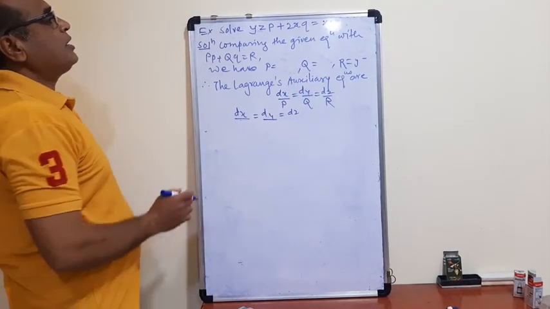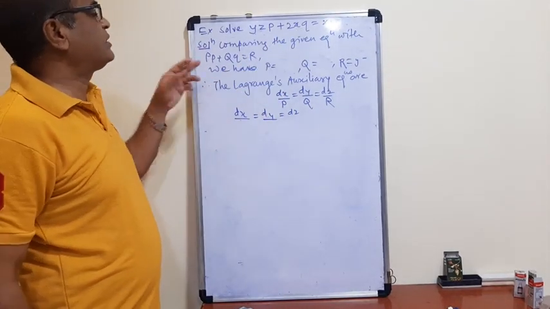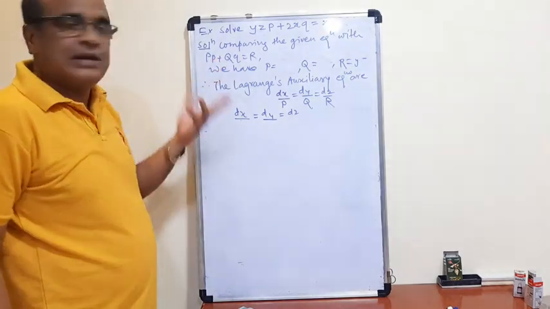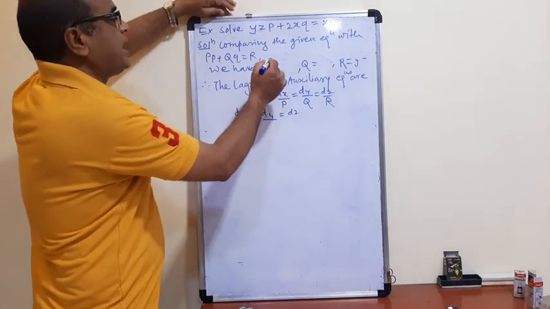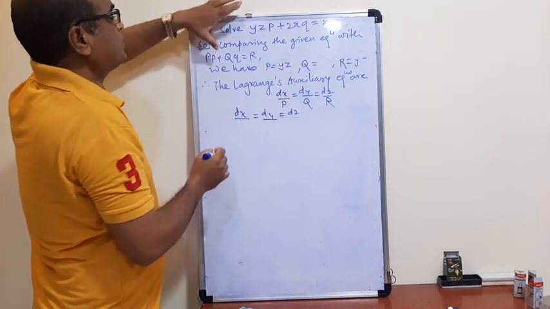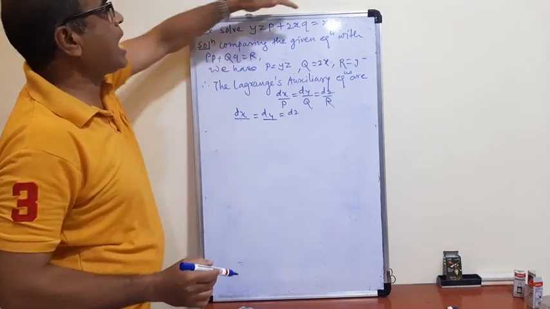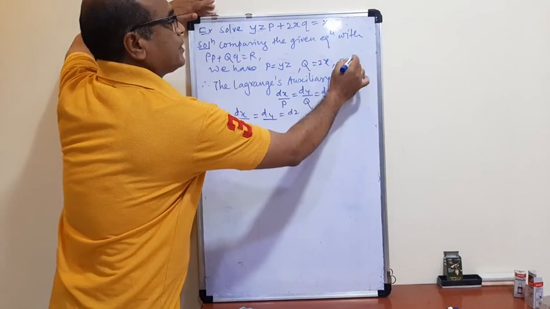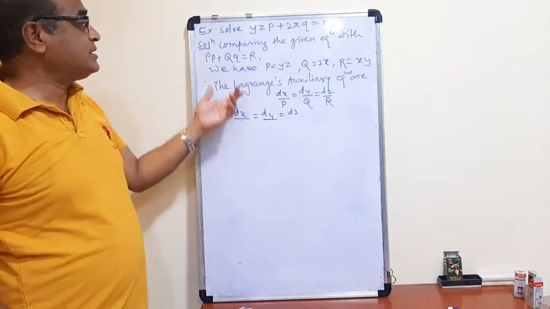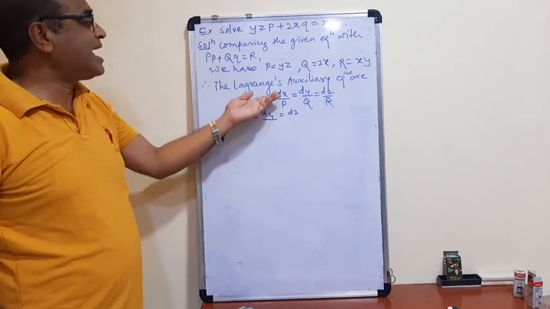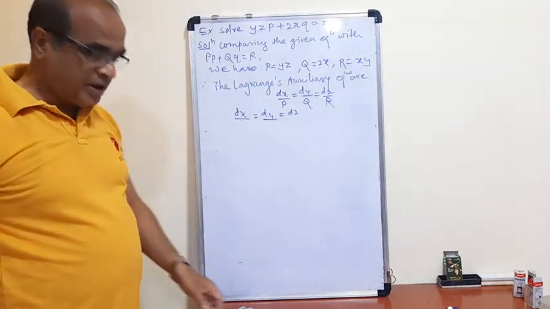This is the Lagrange linear differential equation. Comparing the given equation with P p plus Q q is equal to R, the Lagrange equation, we get P is yz, Q is 2x, R is xy. Therefore, the Lagrange's auxiliary equations are dx upon P, dy upon Q, equal to dz upon R.